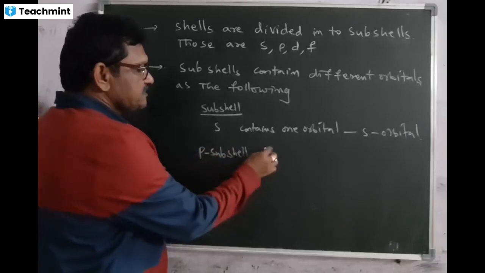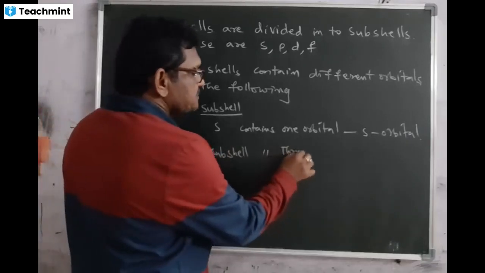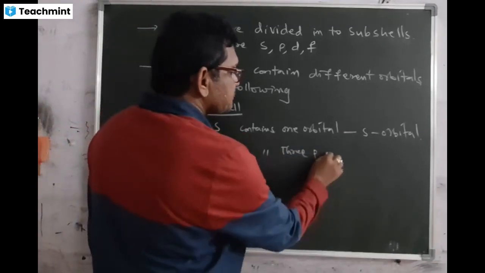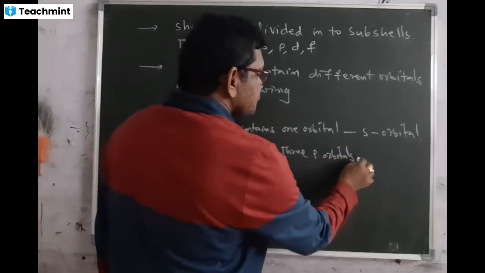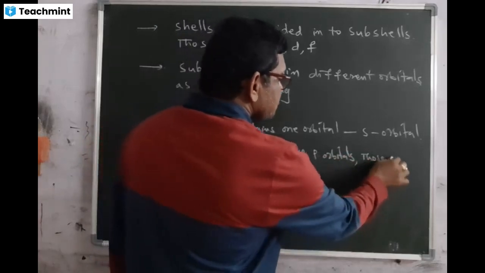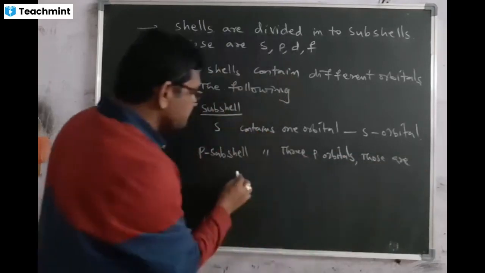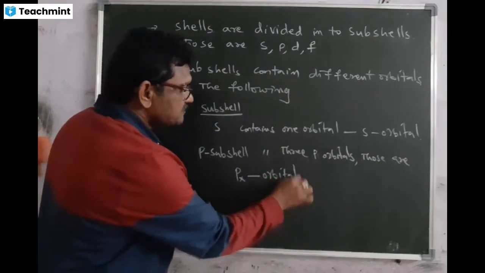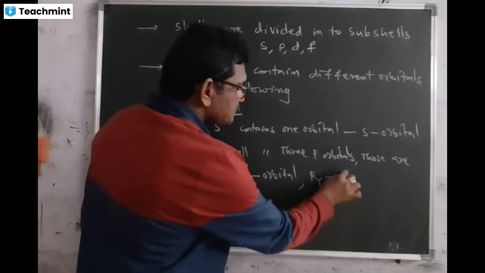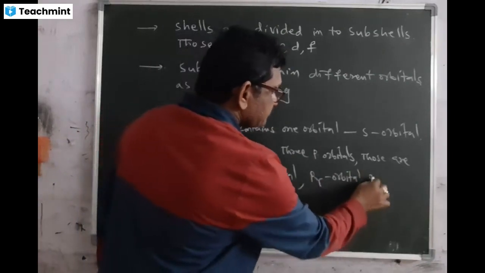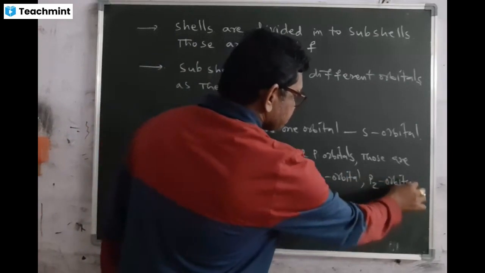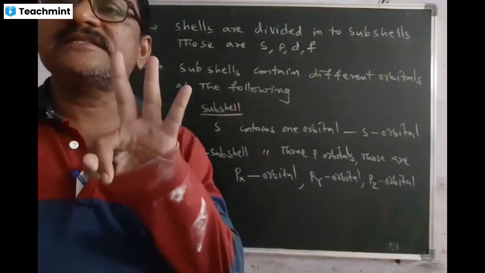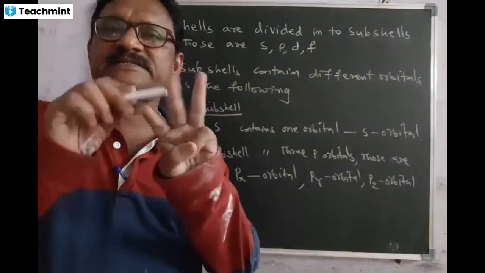P subcell contains three p orbitals. Here, those are px orbital, then py orbital, then pz orbital. So P subcell contains how many orbitals? Three p orbitals: px, py, pz.